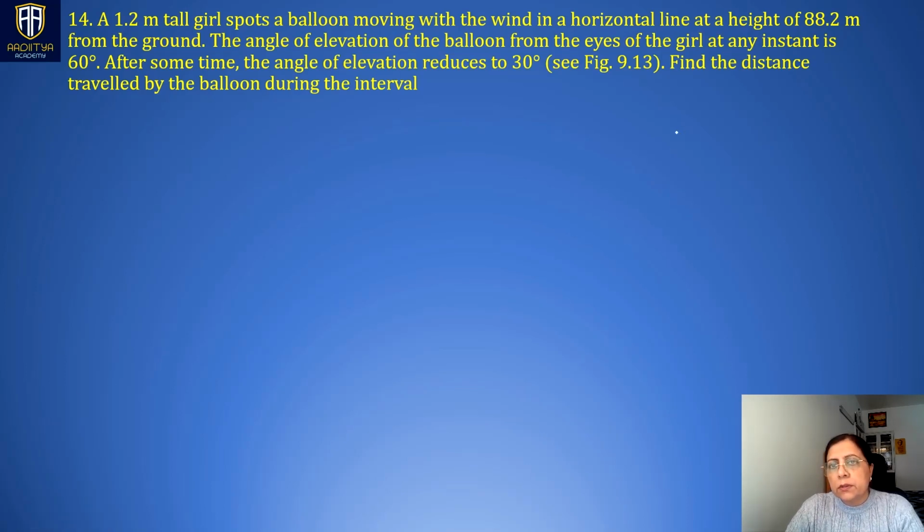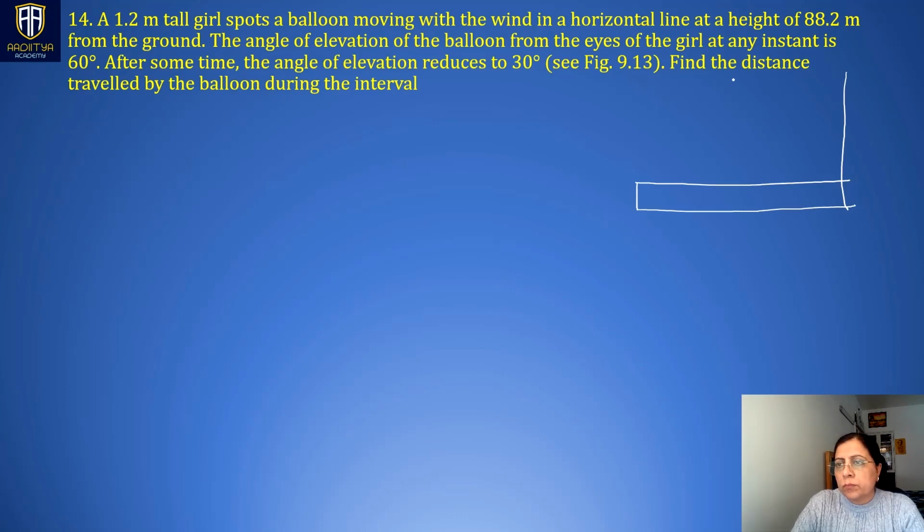Now the next question is, a 1.2 meter tall girl spots a balloon. Here we have the girl herself is 1.2 meter tall. So let AB be the height of the girl. Let PQ be the height of balloon and RS be the second situation. Now the question says, a 1.2 meter tall girl spots a balloon moving with the wind in a horizontal line at a height of 88.2 meters.